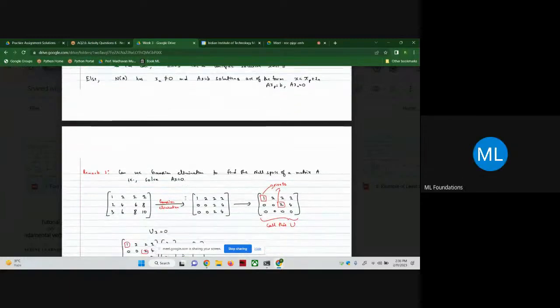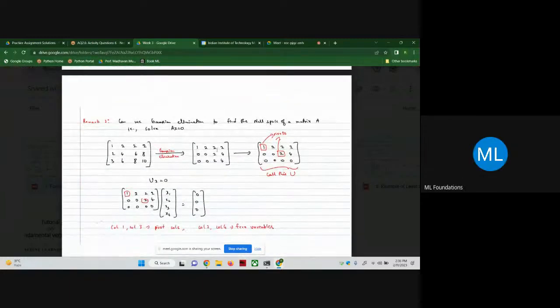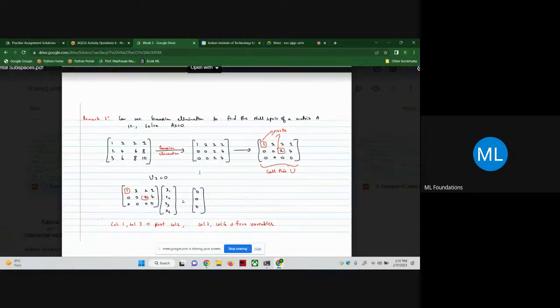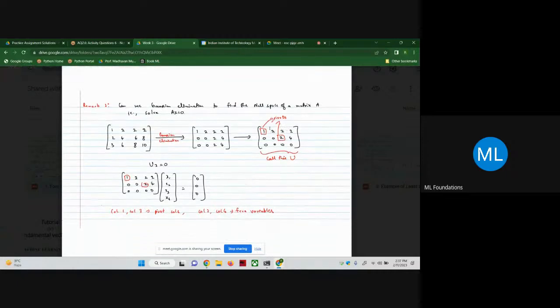Okay. So for finding the null space, you can use Gaussian elimination. And actually for Ax = b also, you can use Gaussian elimination. Here you have a different example: 1 2 2 2 4 6 8. By doing the Gaussian elimination, you'll get this form.